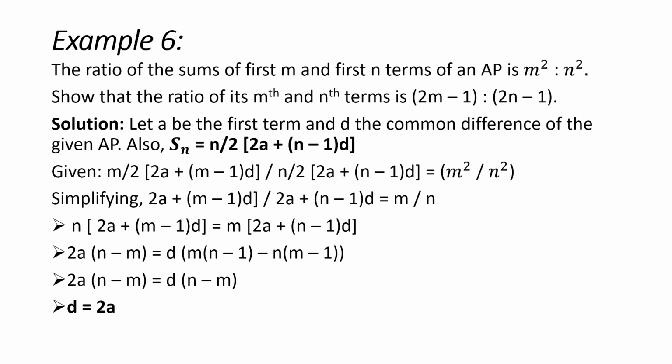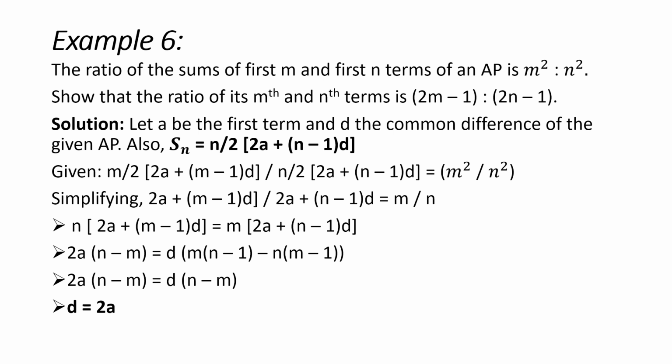Example 6. The ratio of the sums of the first m and first n terms of an arithmetic progression is given to be m square is to n square. Show that the ratio of its mth and nth terms is 2m minus 1 is to 2n minus 1. Let a be the first term and d be the common difference.